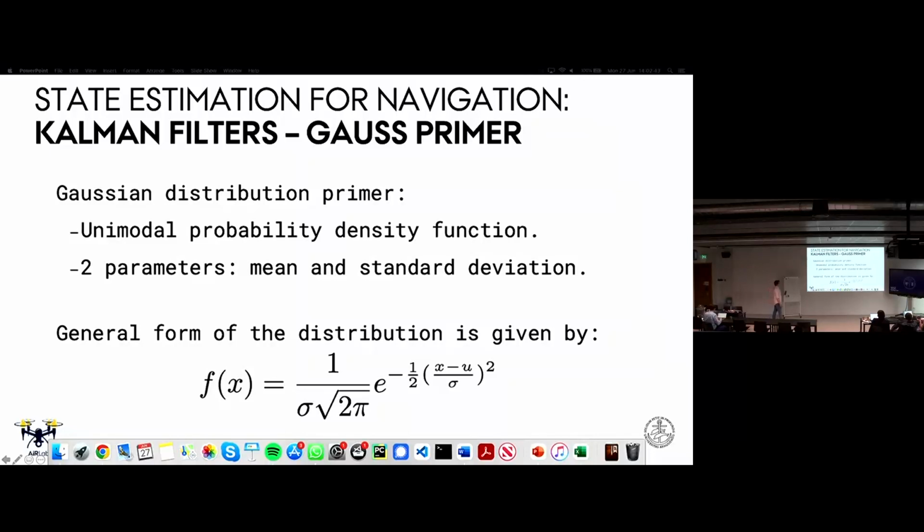Cool. So very basically, in order to start with Kalman filters, I think it's important to talk about Gaussian distributions and give you a primer on Gaussian distributions.